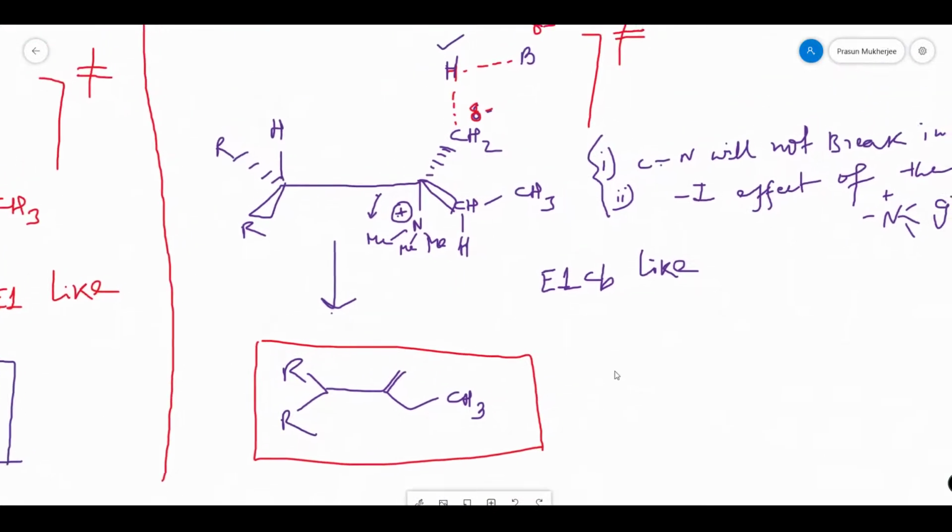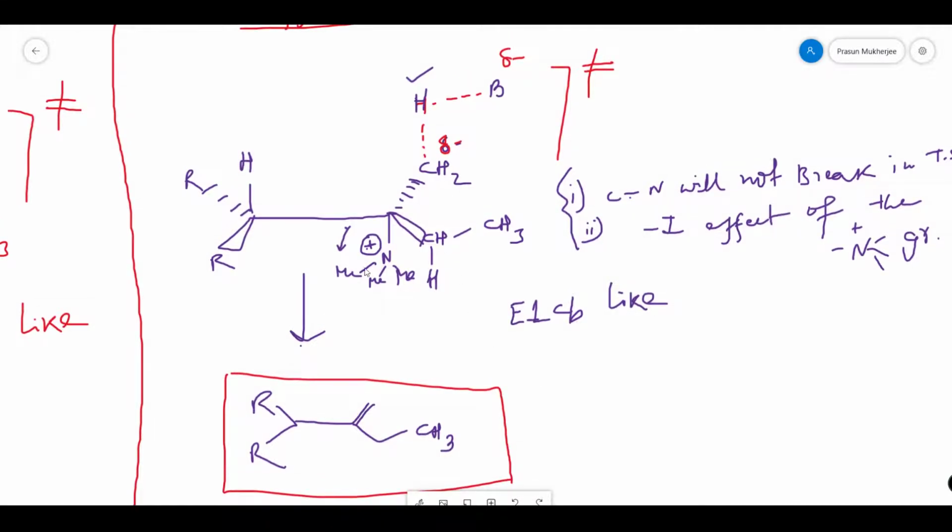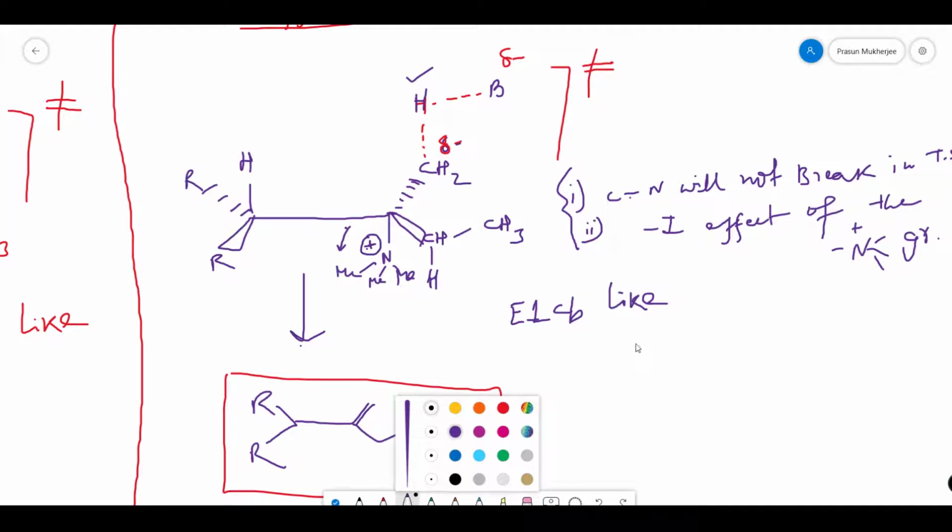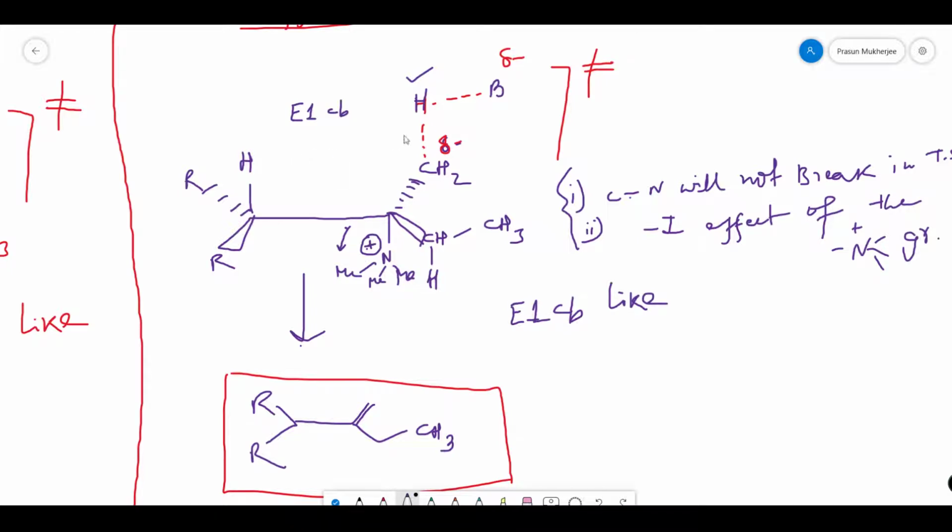So look carefully that this transition state resembles E1cB type, right, in which the carbon-hydrogen bond first breaks to form a conjugate base and then the elimination takes place. So this is like an E1cB type mechanism in case of Hofmann elimination.